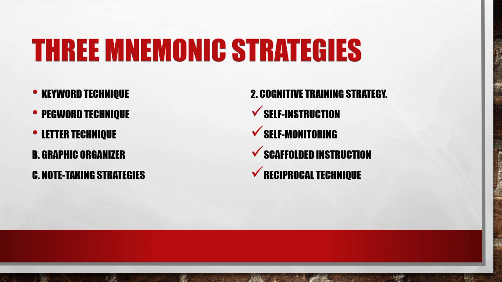And lastly is the letter technique strategy. You can use acronyms or acrostics. In the letter technique, acronyms are new words formed from the first letter of each word that needs to be remembered. For example, Roy G. Biv. Each letter represents a color of the rainbow.